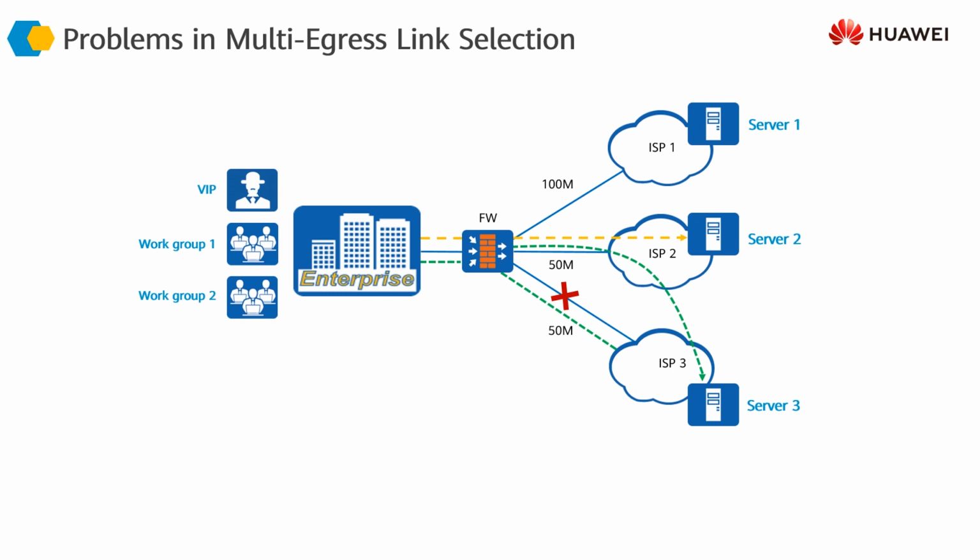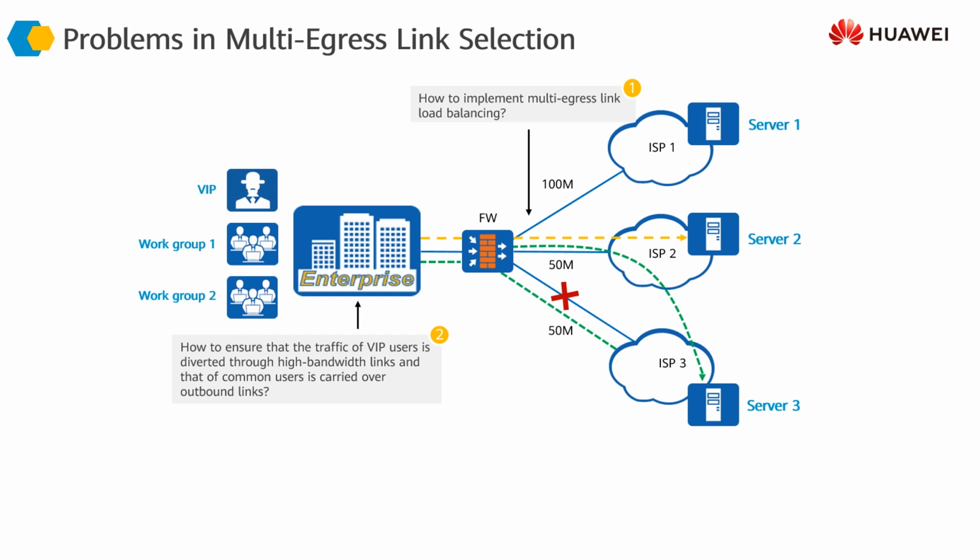For example, we could decide how to implement multi-egress link load balancing, that is, how we could load balance the outgoing traffic going towards the internet across these multiple links. And then how we could make sure that traffic from certain user groups is using certain links, and traffic from other user groups is using the other links or the other ISP.